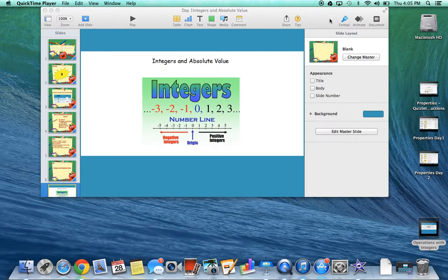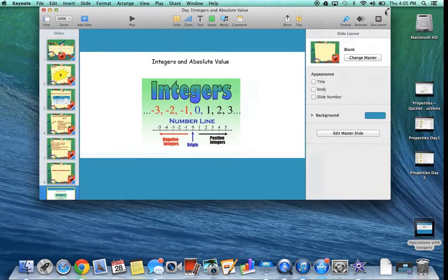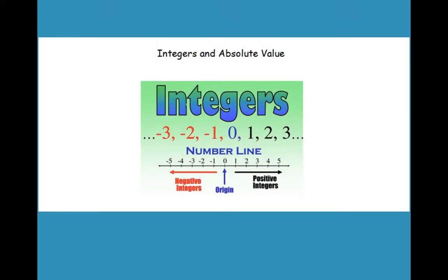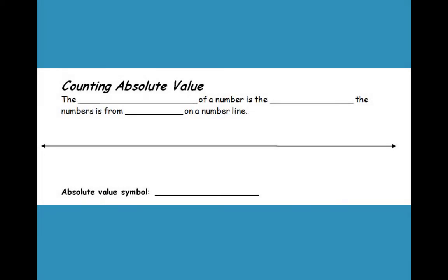Today we're going to be discussing integers and absolute value. And as you can see, integers are opposites of whole numbers and zero. Integers can be represented on a number line. The origin is considered zero. Positives then are to the right of zero, and negatives are to the left of zero.